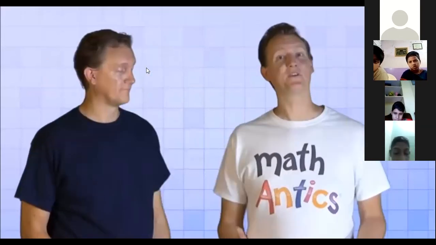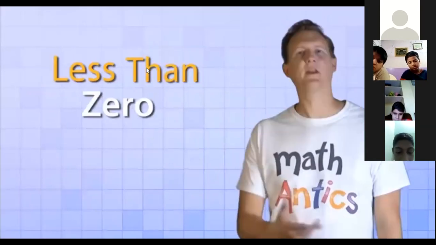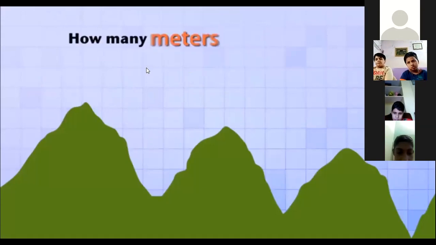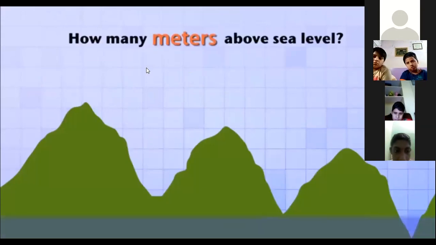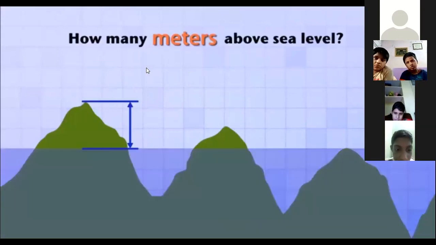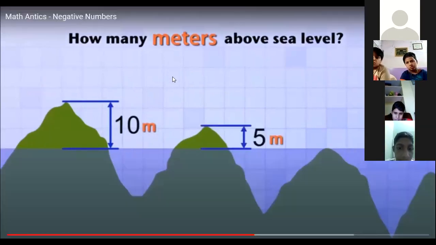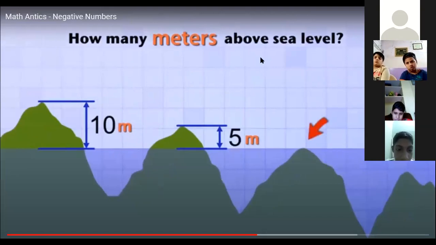That's a good question. At first, it can be hard to see how there could be numbers that are less than 0. But here's an example that will help you understand. Let's say we want to use integers to measure how many meters above sea level small islands are. This island is 10 meters above sea level. This island is only 5 meters above sea level. And this island here happens to be exactly the same height as sea level. So we can use the integer 0 to show how its height compares to sea level.